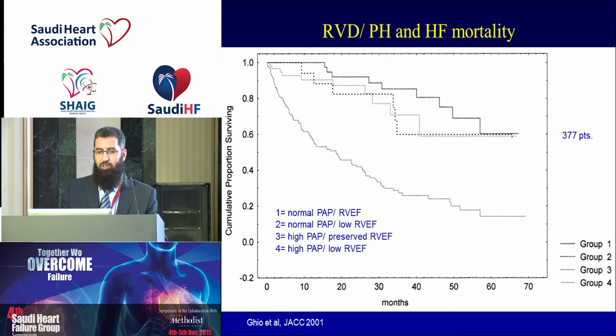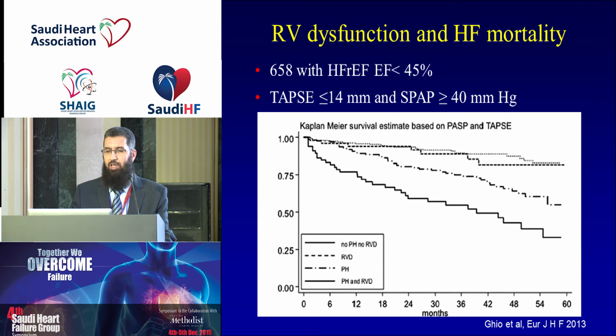The same group published another paper looking at the combination of presence of pulmonary hypertension and RV dysfunction, either separate or in combination. And you can see that the group with pulmonary hypertension and RV dysfunction, defined as fractional area change of less than 35%, have worse prognosis.